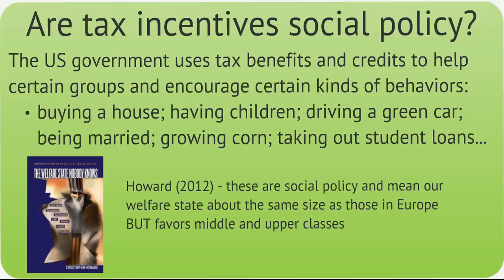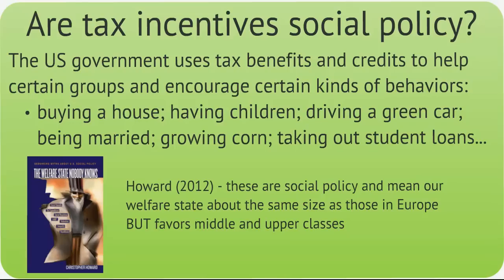A political scientist named Christopher Howard argues that the U.S. actually has a hidden welfare state when you take tax incentives into account. Tax incentives are tax breaks or rebates that help certain groups or industries or encourage certain behaviors. Thus, you get a tax break for interest on your mortgage or your student loan. You can get a tax benefit or rebate for being a first-time home buyer or for engaging in environmentally beneficial behaviors, such as driving a green car or installing solar panels. Many industries benefit from great tax breaks.